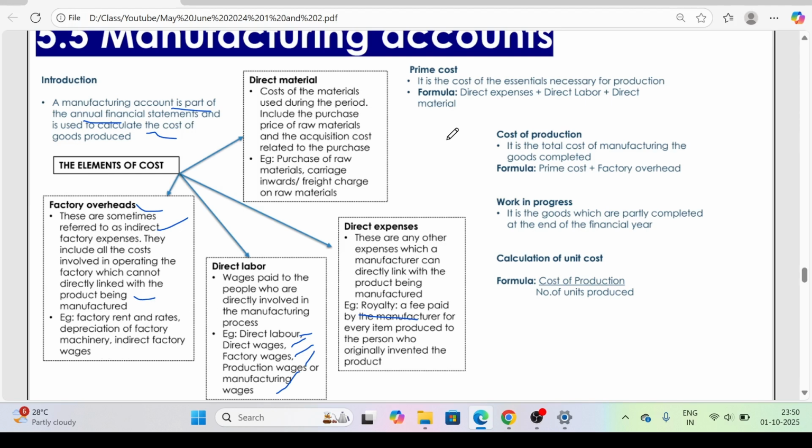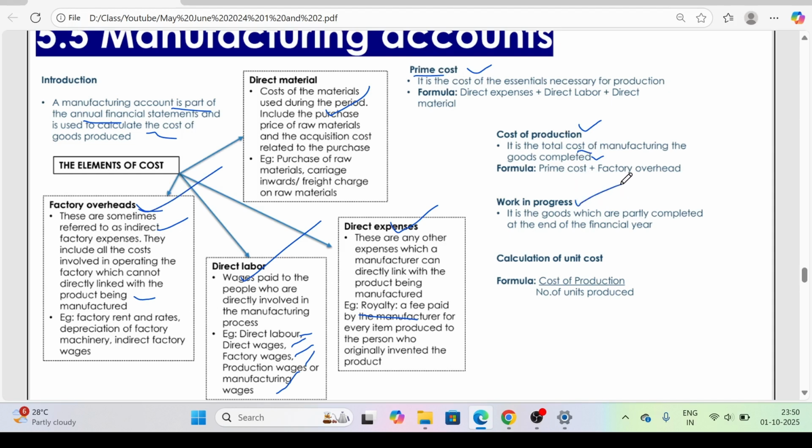Then a very important and vital part in the manufacturing account is prime cost. It is the cost essential and necessary for production. Prime cost formula is direct expenses plus direct labor plus direct material. If you add these three, you will get the prime cost. Then what is the meaning of cost of production? Cost of production is the total cost of manufacturing the goods completed. The formula is prime cost plus factory overhead.